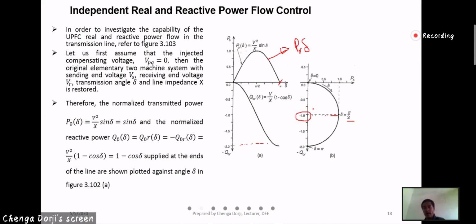If you go back to the table, you will see that when PO is 1, QO was minus 1 at delta equal to pi by 2. So this is what you have seen. So you can see that this is without compensation. Okay, so normalized one without compensation. It can be minus QR. If it is plus, then this graph will go up. So plus QR. This is plus, this is minus. Just a mirror image.